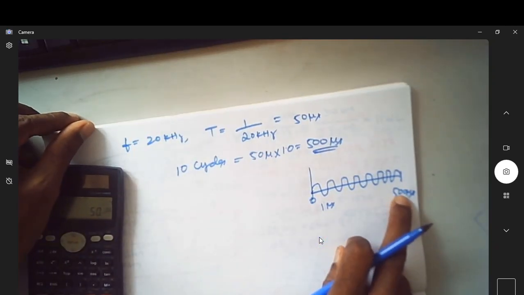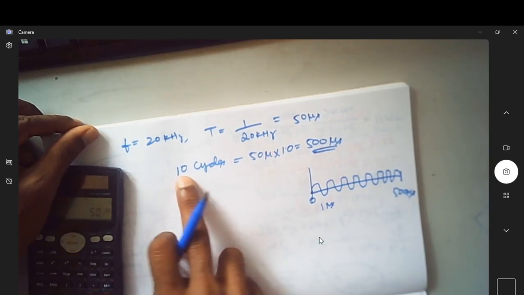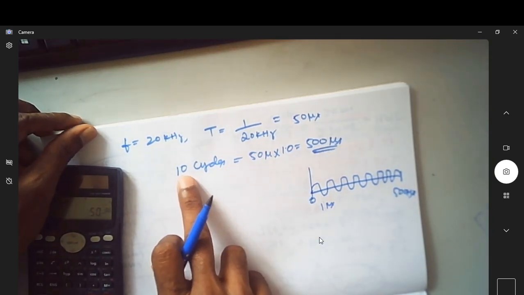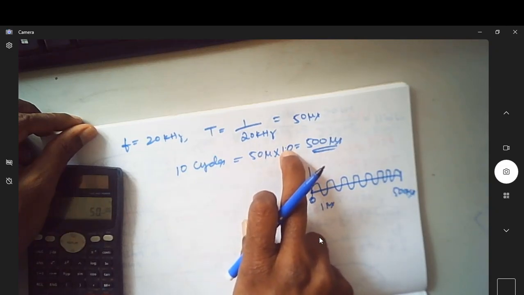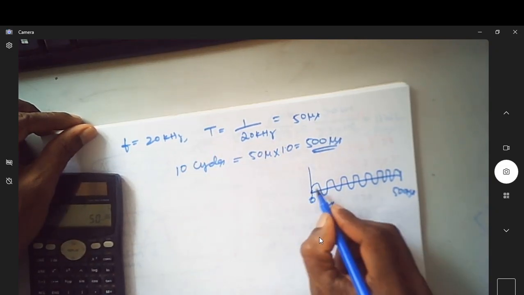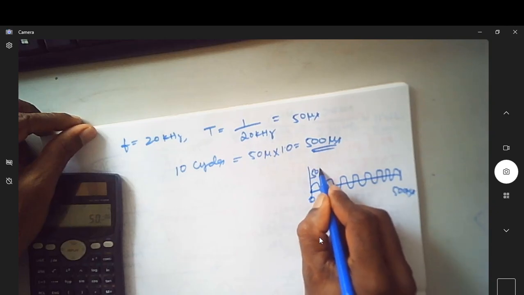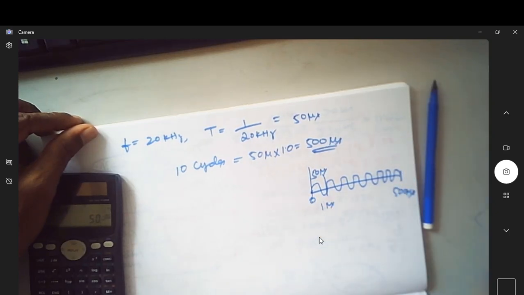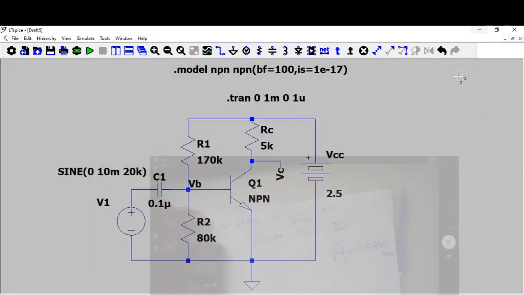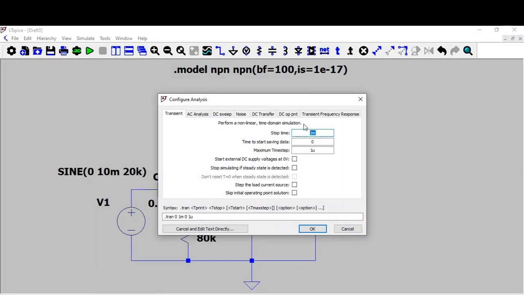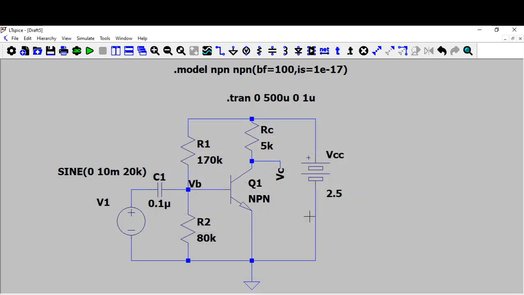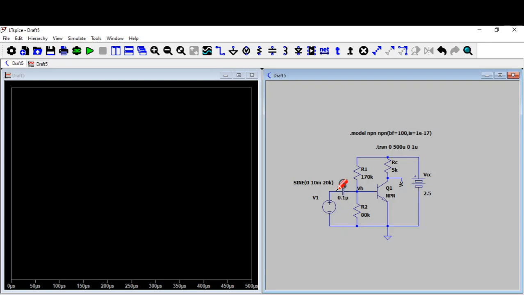So how do you find this final time? Final time is the number of cycles you want to see. If you want to see 10 cycles, it is the time period times the number of cycles. One cycle corresponds to 50 microseconds, so 10 cycles require 500 microseconds. So I have to go back here and change this time to 500 micro, and let the step be 1 micro. Now this will guarantee me 10 cycles of observation. Let me see what the waveform is.